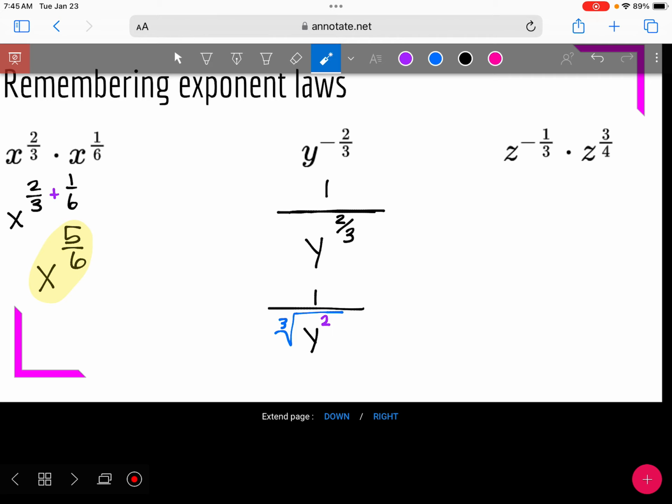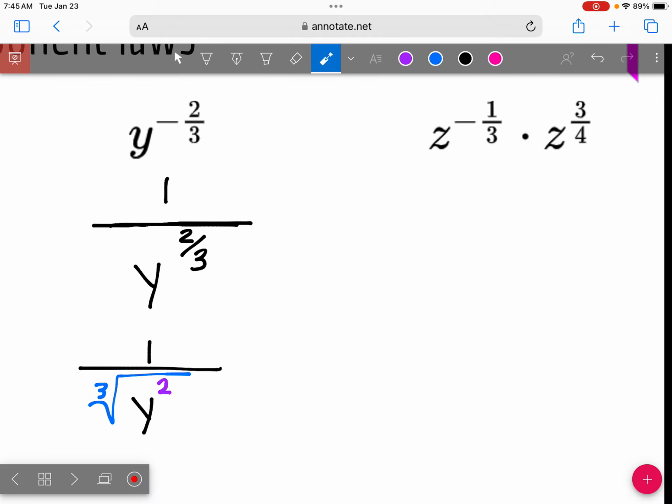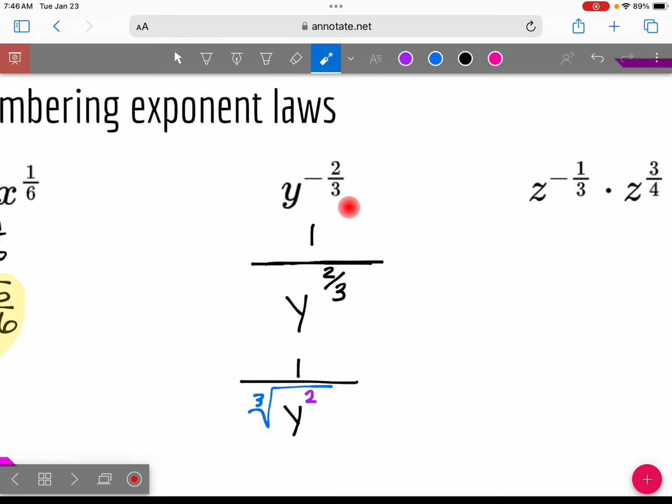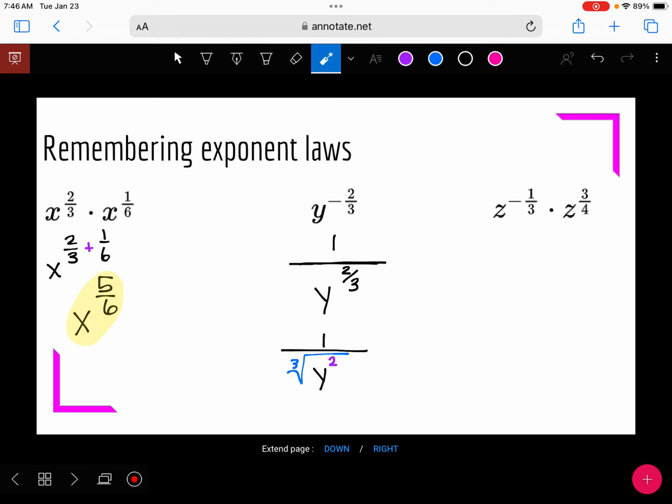Ew, last one's super gross. The last one kind of combines them together. It has a negative exponent, so we could write it as a denominator. It also has a product, so we could add them. And you can choose which way you go. You can either write it as a big fraction, and then we would wind up subtracting our exponents, or we can leave it as a product and add our exponents.